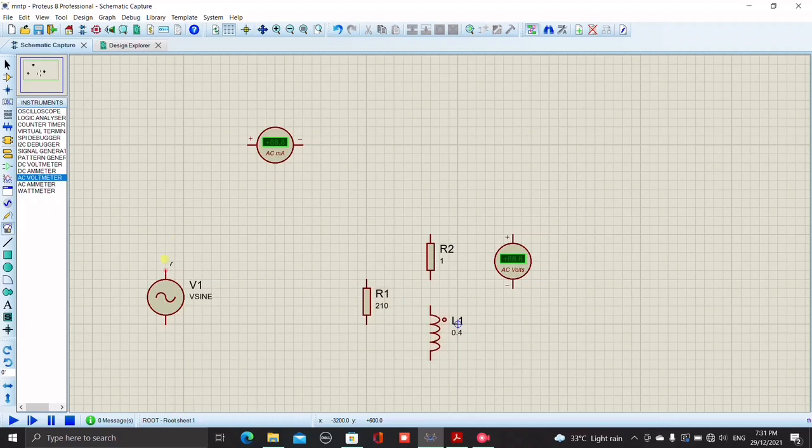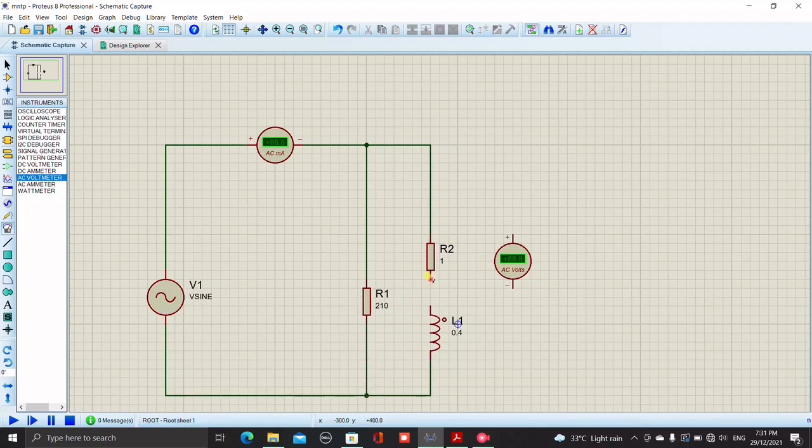First we connect the wire for each, in parallel. We put 210 for R1, resistor 1, 0.4 for inductance, and 1 for another resistor.